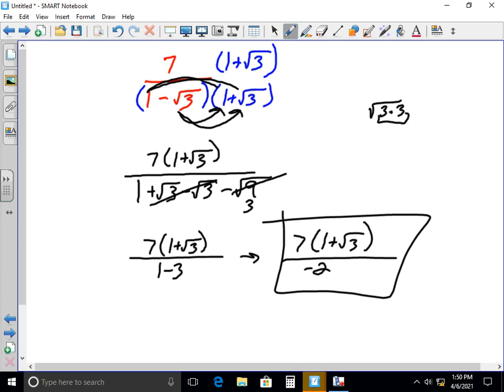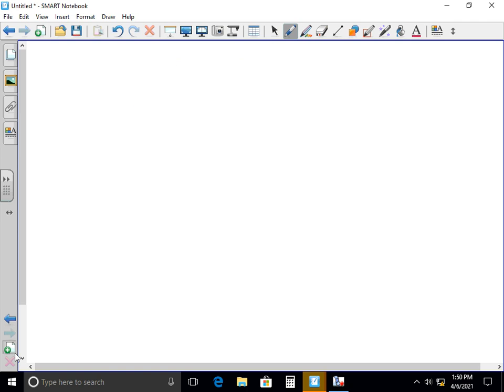I'm not going to emphasize this a lot, but if you have a problem where you have two terms on bottom and either one of them is a square root or both are square roots, then we multiply by the conjugate to make those square roots go away. Let's do one more of those and we'll move on.